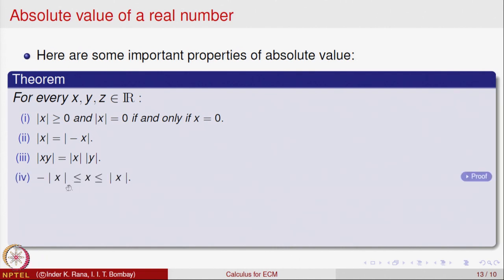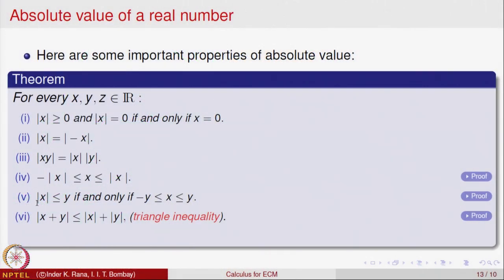And here is an obvious third property, namely, a number x is always between minus mod x and plus mod x, right. Mod x is a non-negative quantity, and x is equal to mod x if it is positive, and if it is negative, mod x is minus x. So, it is minus minus, that is x. So, x is always between minus mod x and mod x, one of them will be true.